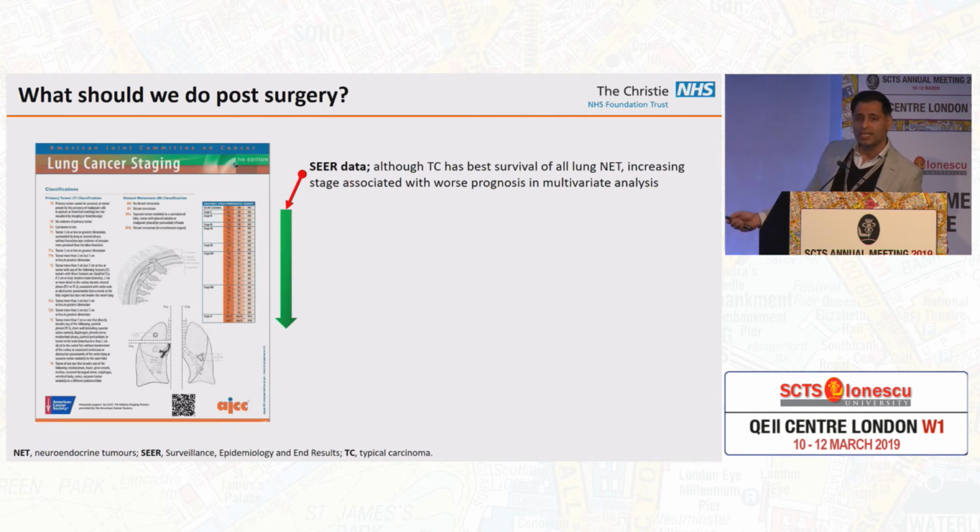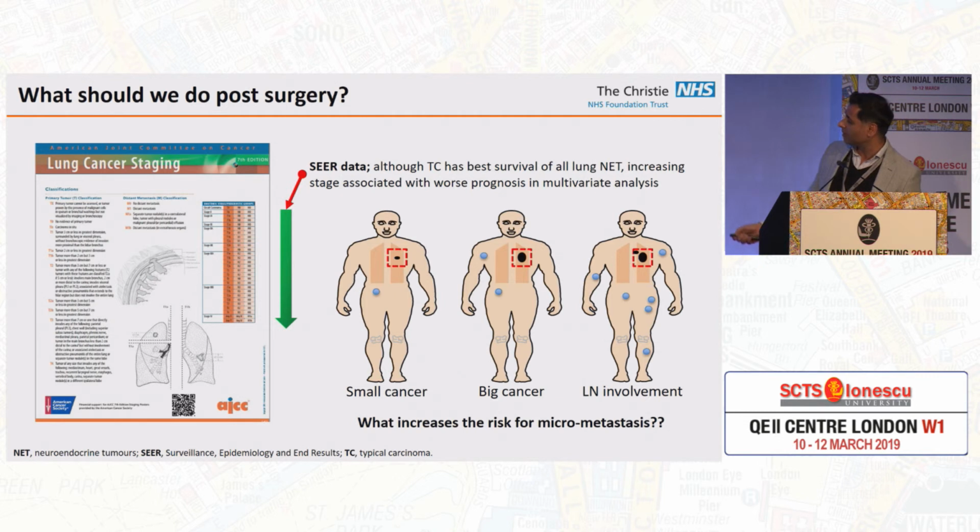But a bit of common sense can be applied to this. So we know that the typical carcinoids are very non-aggressive, but the SEER database teaches us that as you go down the staging, the risk of relapse increases. And so, simply put, if you have a small cancer versus a big cancer versus a cancer that has lymph node involvement, you have an increasing risk of micrometastases, and they are the main enemy.